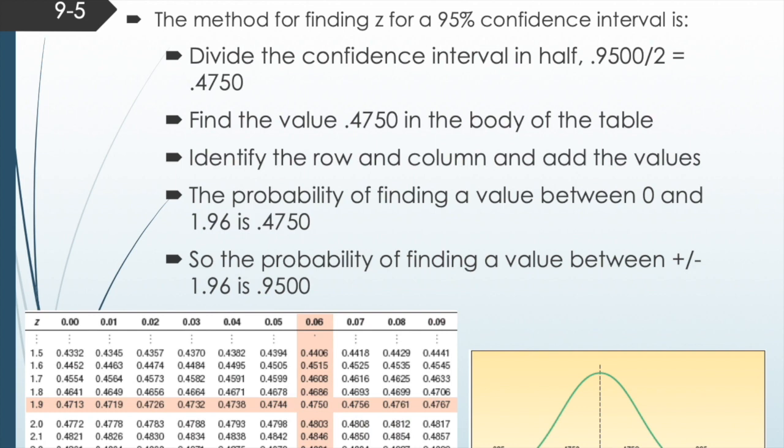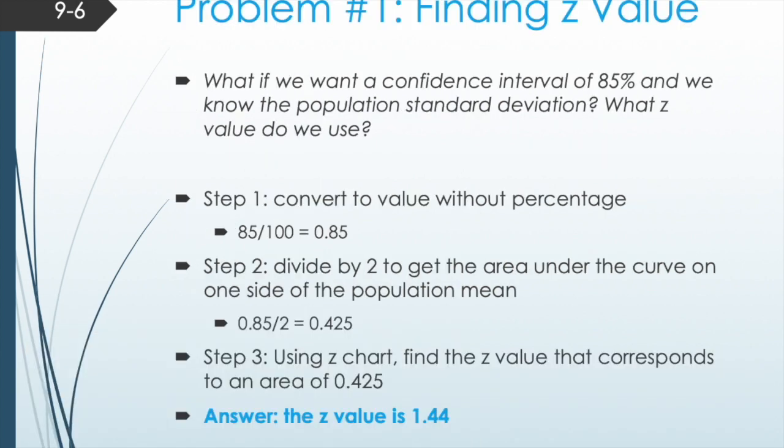If we are calculating a confidence interval at the 95% level, when we know the population standard deviation, the z-value that we use will always be 1.96. But if you can't remember that, that's okay. You just use these steps to find it. So let me show you another example here.